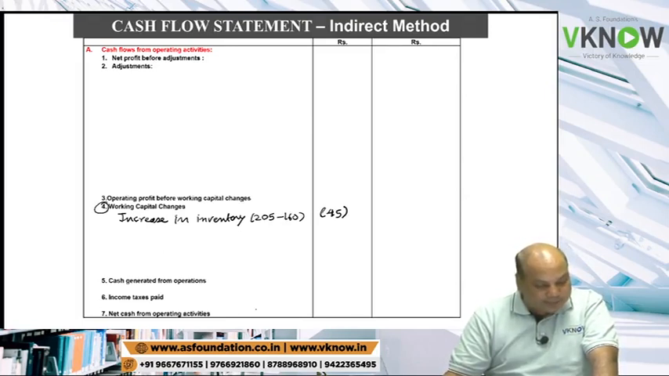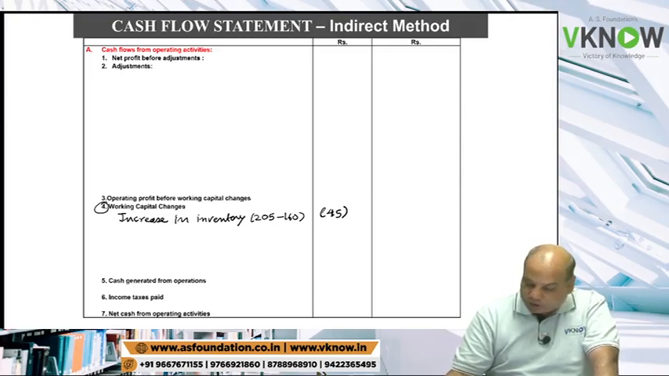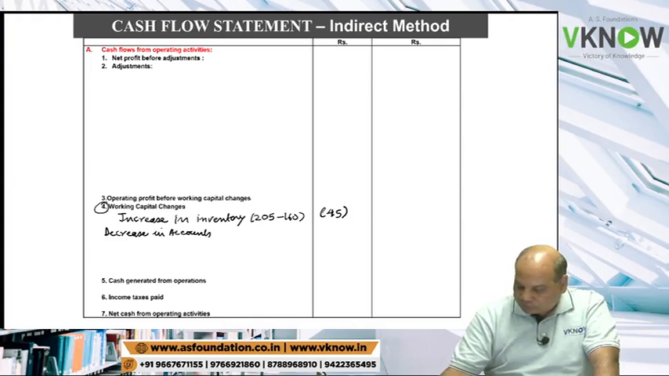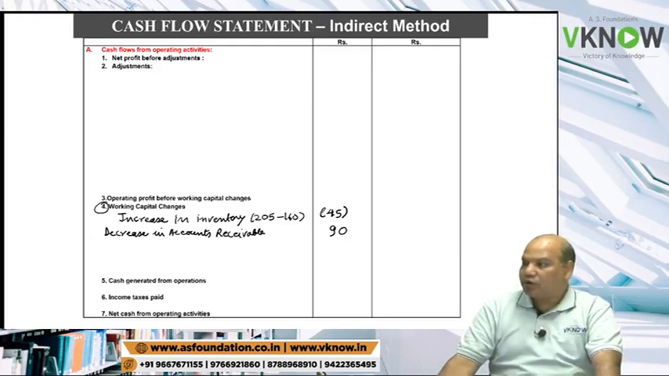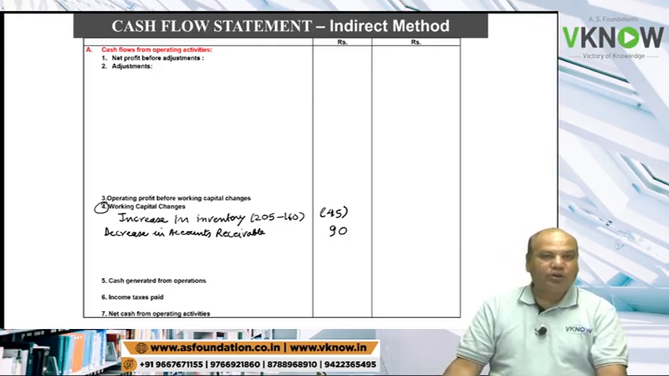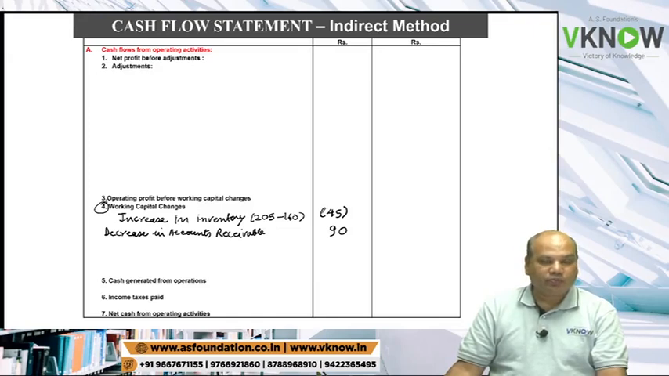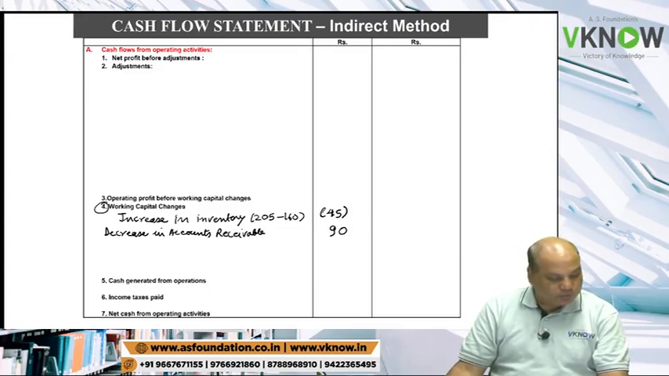Accounts receivable has decreased from 270, it has become 180. So I will write here decrease in accounts receivable. 270 minus 180, 90. Decrease in accounts receivable is an increase in cash flow.